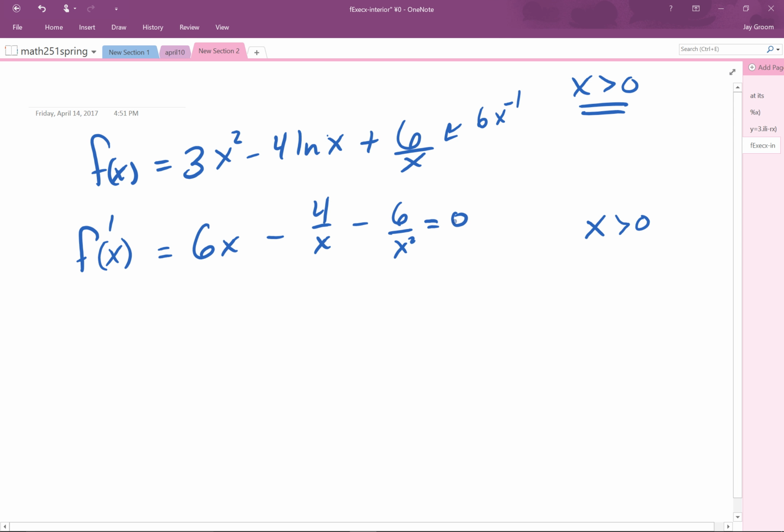Now, you'll notice I didn't get around to solving this yet, did I? I need to set this baby equal to 0 and solve. Watch me multiply through everybody by x squared.